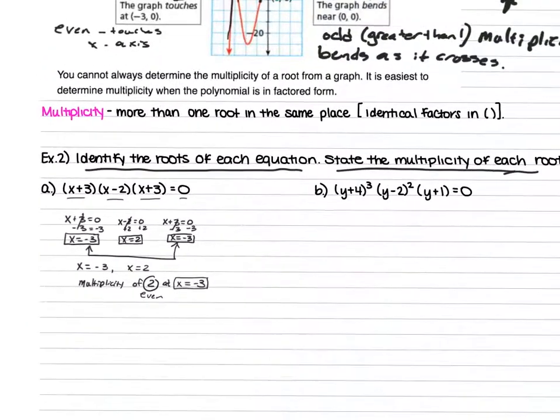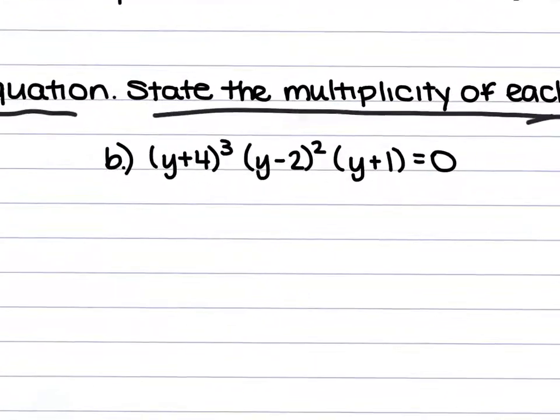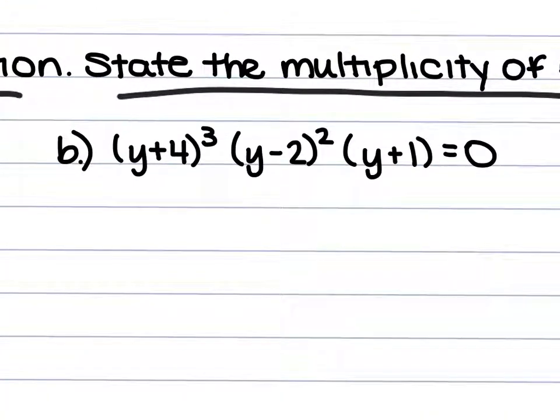Now B looks harder than it really is. There's a lot going on here. It is y plus 4 to the third power, y minus 2 to the second power, and y plus 1 to the first power. We could distribute, but really what this means is this. We've got y plus 4 and y plus 4 and y plus 4.